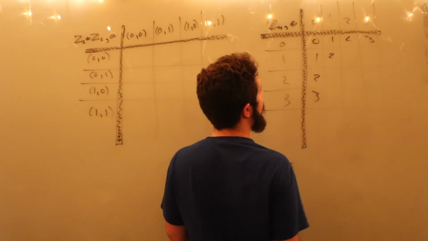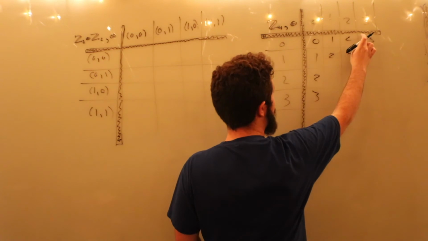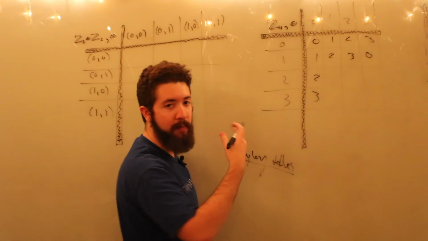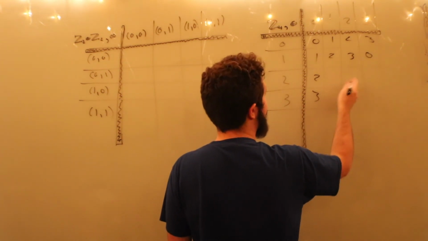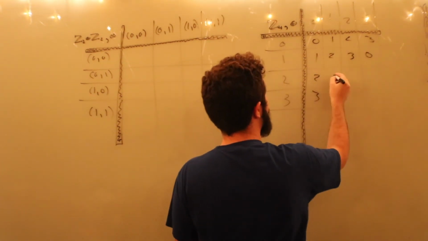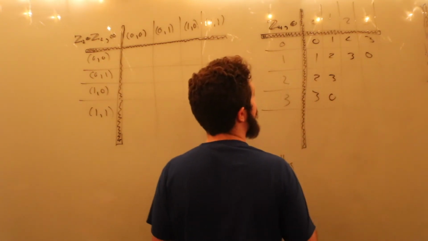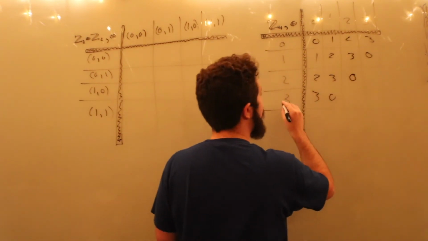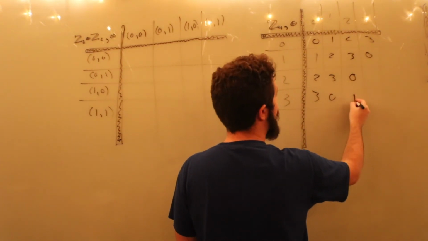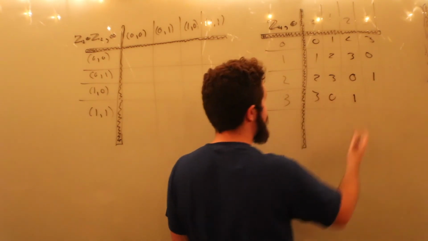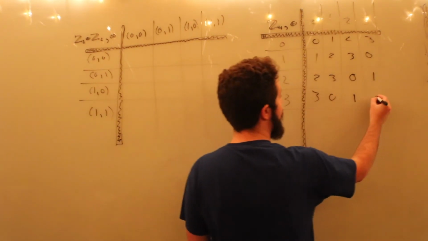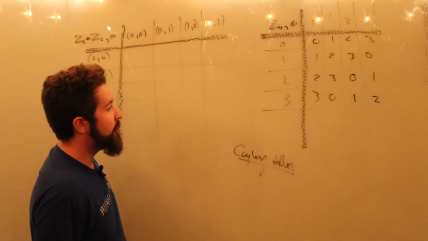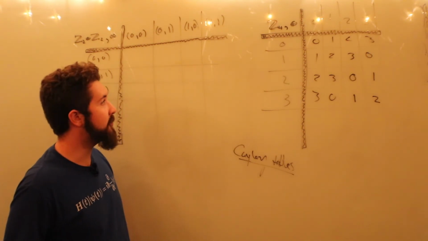Well, it's going to be 2. We're going to have 1 plus 2 is 3, 1 plus 3 is 4, mod 4 is going to be 0. And of course, this is an abelian group, so we're going to get the same thing reflected over here. 2 plus 1 is 3, 3 plus 1 is 0. What's 2 plus 2? It's going to be 4, mod 4 is 0. 3 plus 2, mod 4 is going to be 1. And 3 plus 3 is 6, mod 4 is going to be 2. Okay, so that's our Cayley table for Z4.